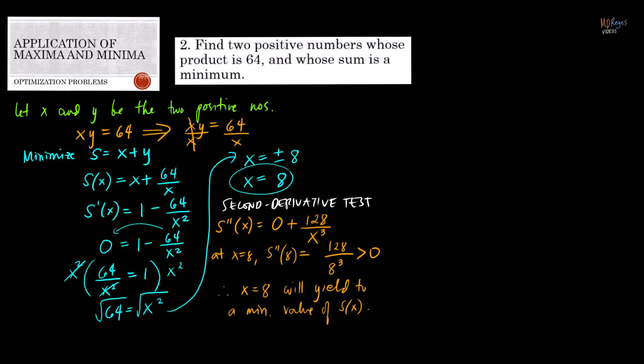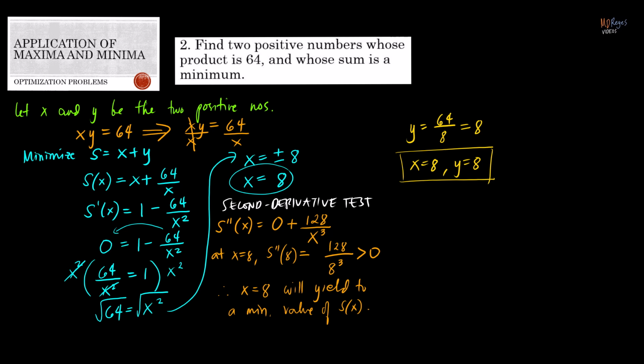So therefore, if we choose x to be equal to 8, since the relationship between x and y is y equals 64 over x, then y is equal to 64 over 8, which is also equal to 8. So we have x equals 8, y equals 8. Now these two values will give us the minimum sum.